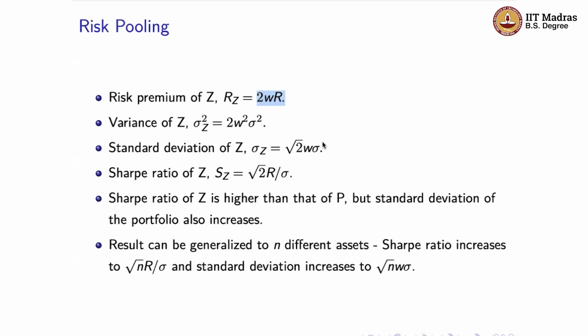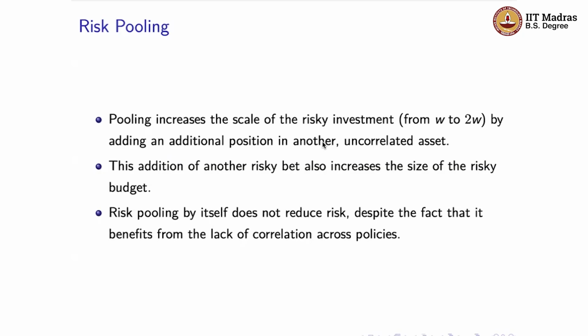So in that case, the Sharpe ratio would actually increase to square root of n times R by sigma, and the standard deviation also increases to square root of n times W sigma. Okay. All right. So what do we get from here? So basically, pooling actually increases the scale of the risky investment.